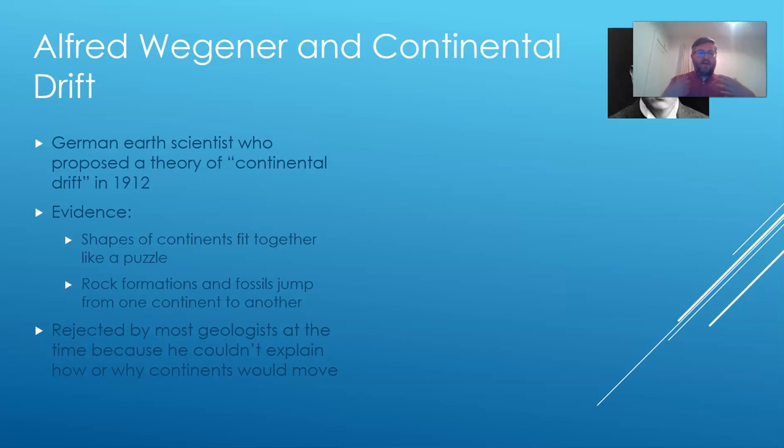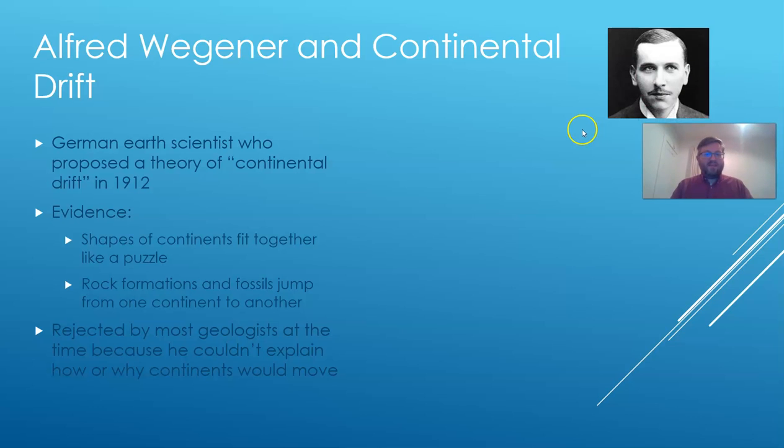By looking at plate tectonics, we can see how a scientific theory comes into existence and becomes accepted by the scientific community. So I'll move out of the way of his face there. This is Alfred Wegener. He's a German earth scientist who proposed a theory that he called continental drift back in 1912.